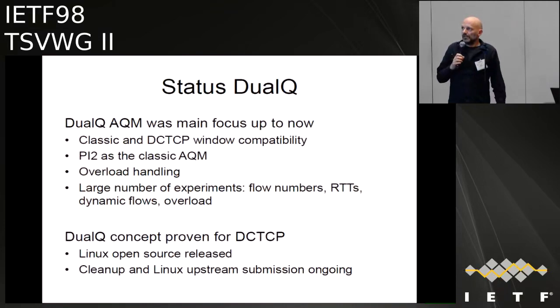The dual queue itself, the drafts, was actually the main focus up to now. So I think we are pretty happy with what we have. We can support compatibility with classic and data center TCP, window compatibility. We have pi square, which is quite good and combines well with the dual queue concept. It also helps to get this window compatibility. We added overload handling, and there is a large number of experiments done with all different combinations. So I think dual queue is a proven concept for data center TCP.